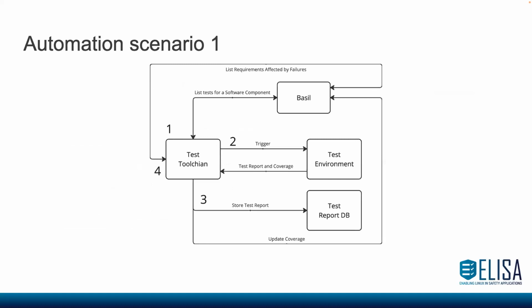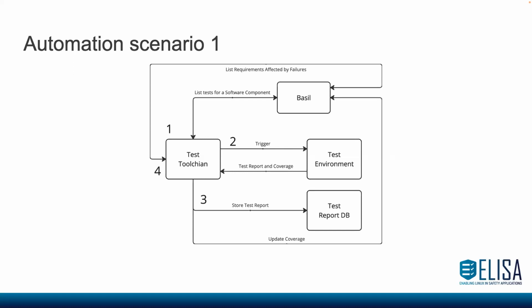Let's see an example of automation that we can implement around Basil. So imagine we are going to test a software component. We can use Basil to retrieve via REST API a list of applicable tests, and we can use our toolchain to trigger such tests in our test environment.